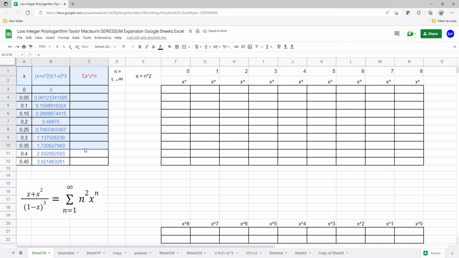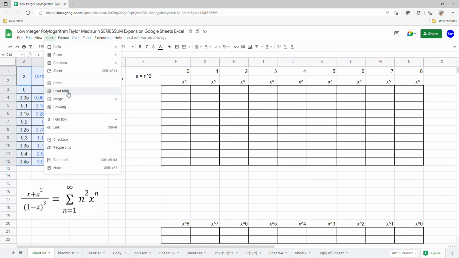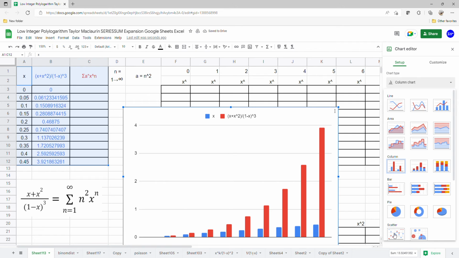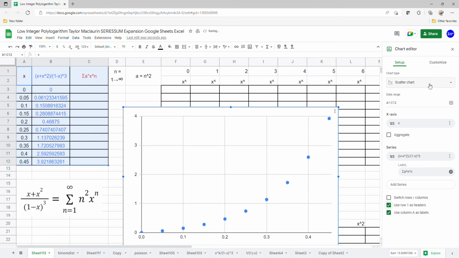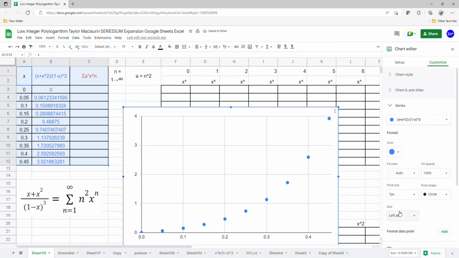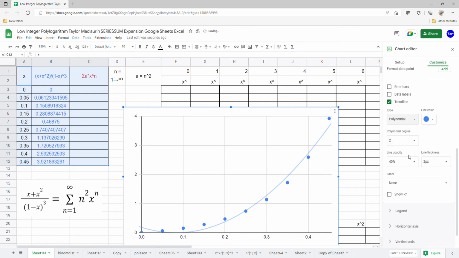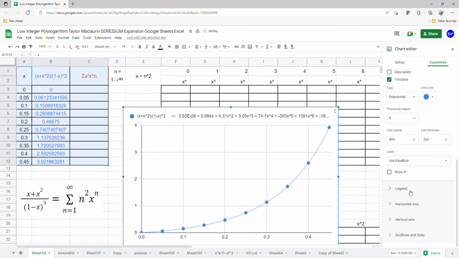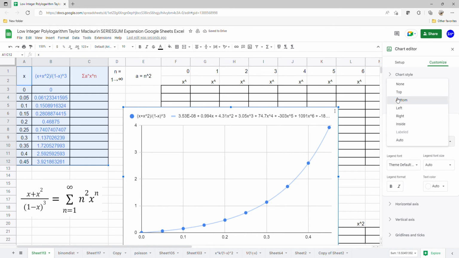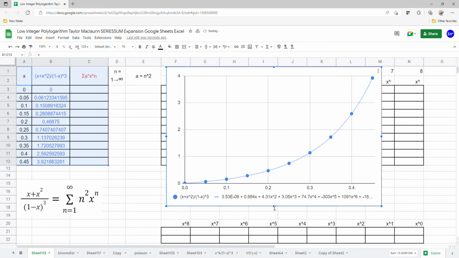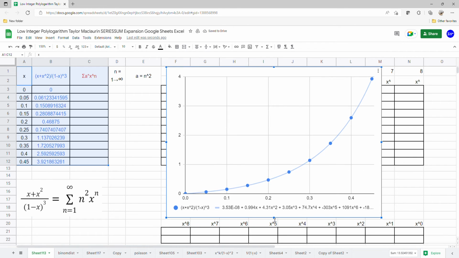And we'll chart this. Insert chart. And we use scatter chart. Call row 1 as header. We show the trend line. And the type of the trend line, polynomial, the degree 8. For the label, use the equation. And the legend, position at the bottom. So here's our trend line and polynomial of the low integer polylogarithm.